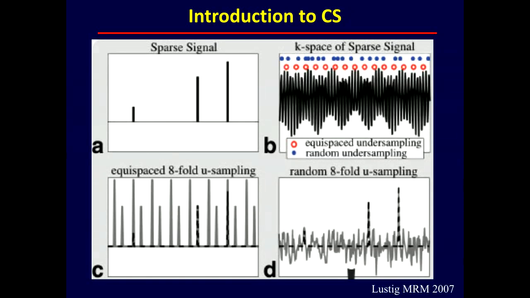This is the image domain. Sorry, this is not the case space. This is the k-space. Okay, if you do k-space undersampling and you do Fourier transform back, you get something like this. Instead of that, you get this because of aliasing, because you're undersampling.